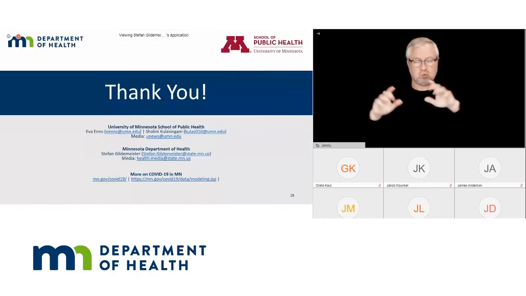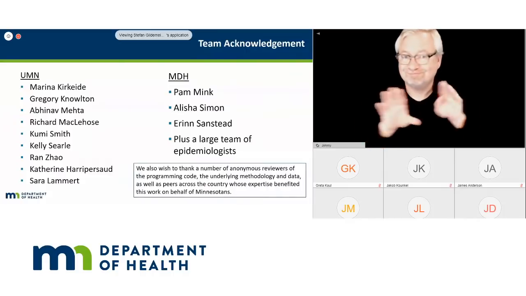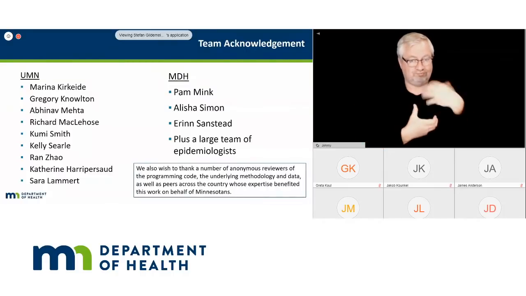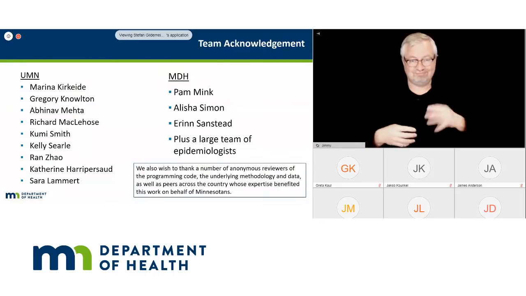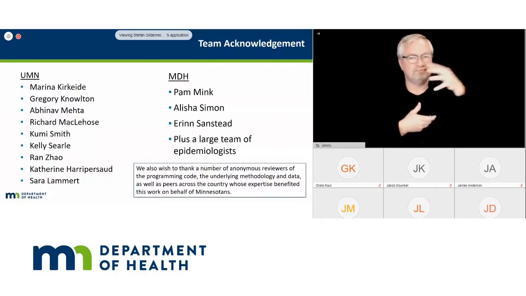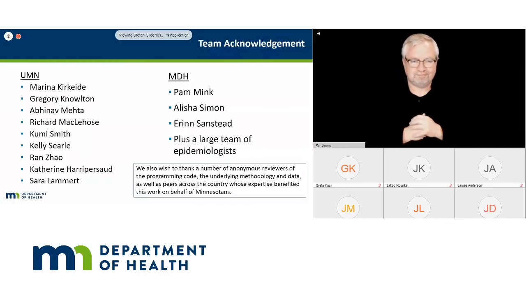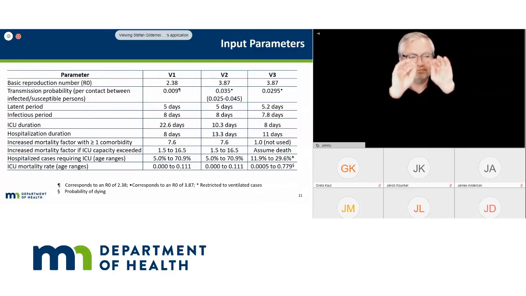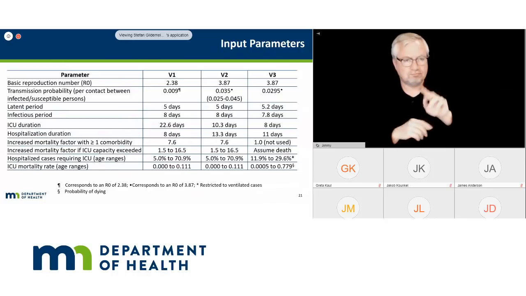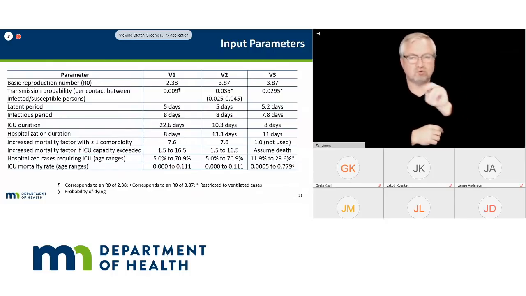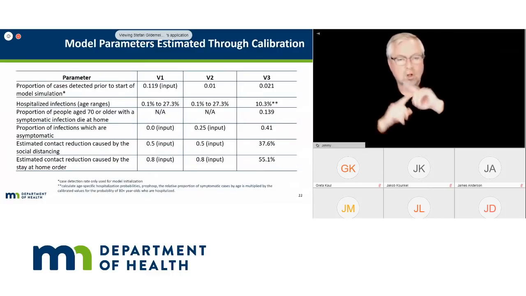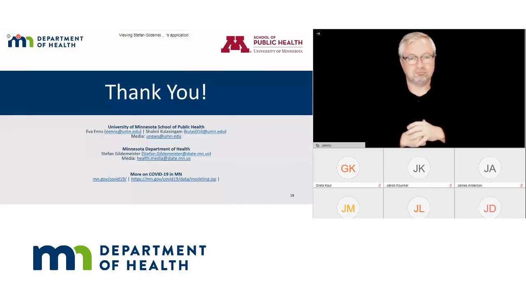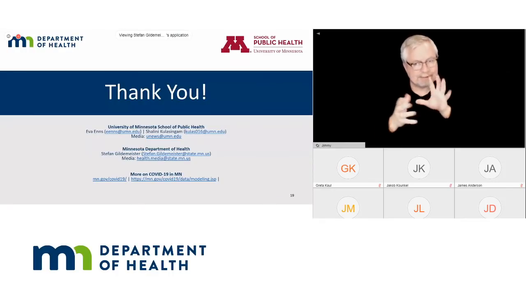And I'll close by just showing you that there's a large team behind this work, as well as a number of anonymous reviewers who've looked at the programming code and provided feedback on the underlying methodology. The parameters are available as well, and here's a visual representation of the changes to the underlying structure of the model to accommodate, as I said, mortality outside of the hospital care and the evidence of asymptomatic individuals who hold the infection. So I'll pause there and look forward to answering your questions.